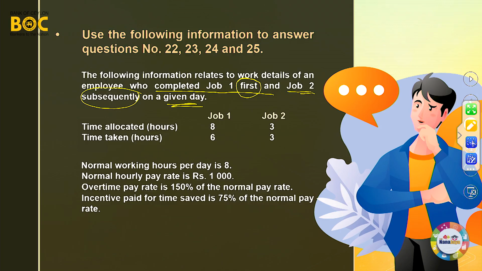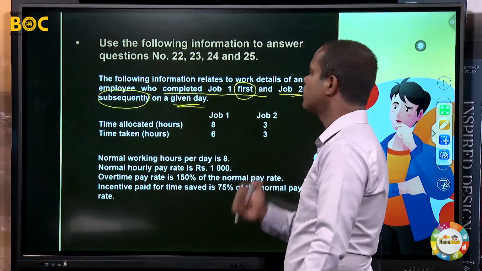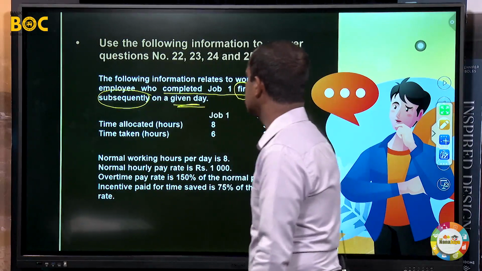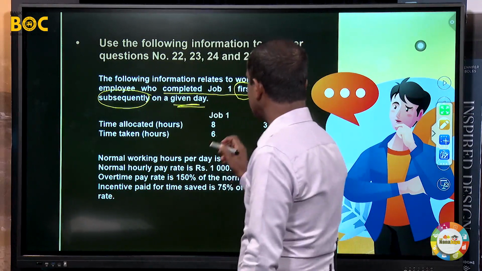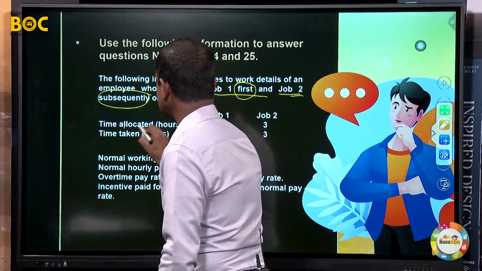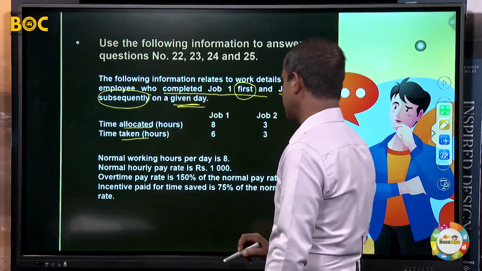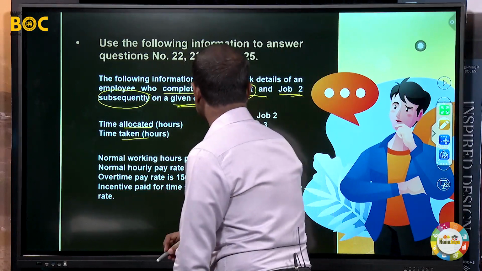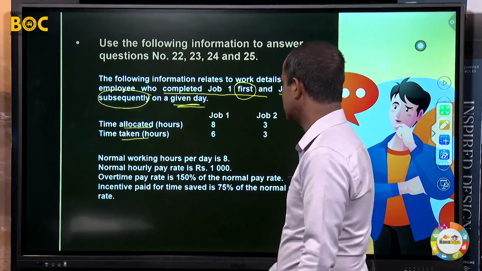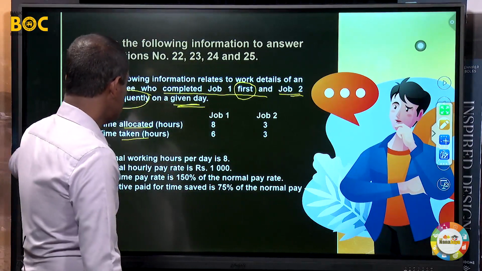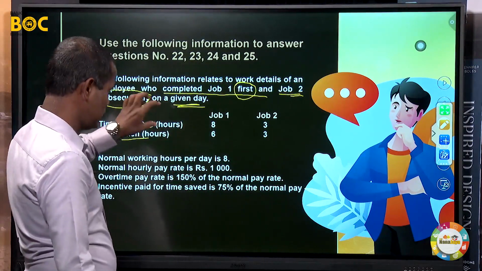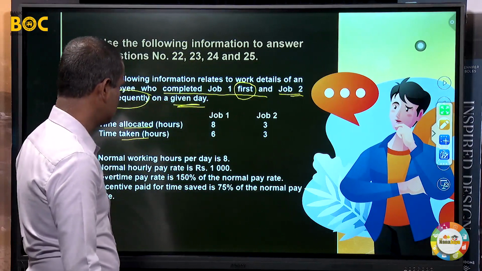He was not doing the jobs in parallel. First he completed job 1 and then went to job 2. The time allocated for job 1 is 8 hours, and for job 2, 3 hours.